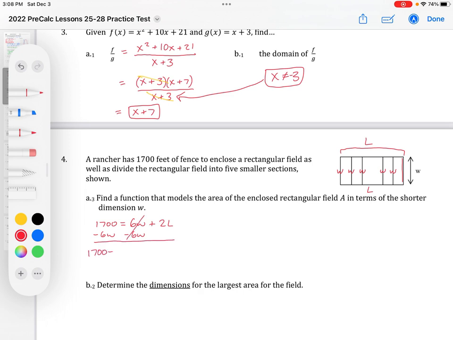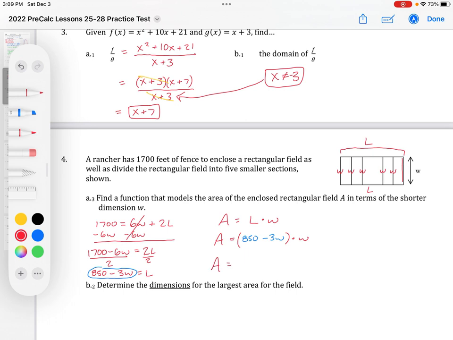So we have 1,700 minus 6W equals 2L. And if you divide by 2, we end up with 850 minus 3W is the length. Okay, so now I know area is length times width, but for length, I'm going to use this, not L. So my area is going to equal 850 minus 3W times W, which is just length times width.